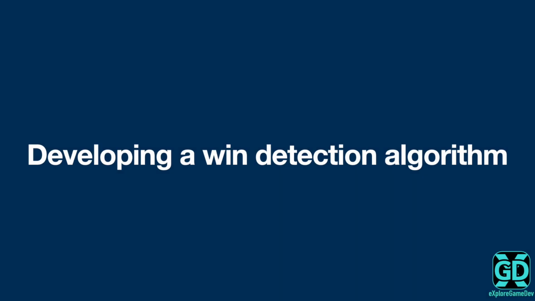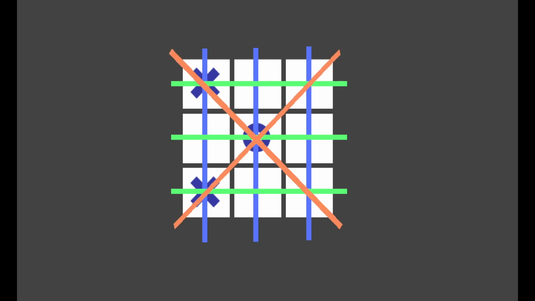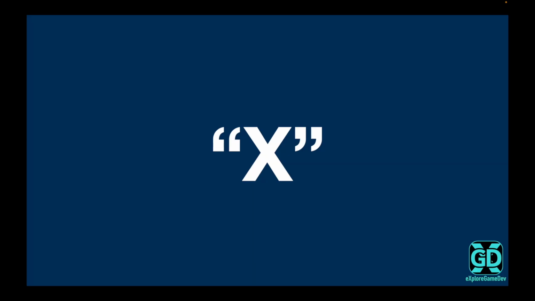Now let's dive into developing the win detection algorithm. Breaking down the problem, there are 8 win conditions to check for, 3 row segments, 3 column segments, and 2 diagonal segments. Any given segment can be populated by 3 possible elements on our game board. In this case, there are the string of X, the string of O, and the empty string.